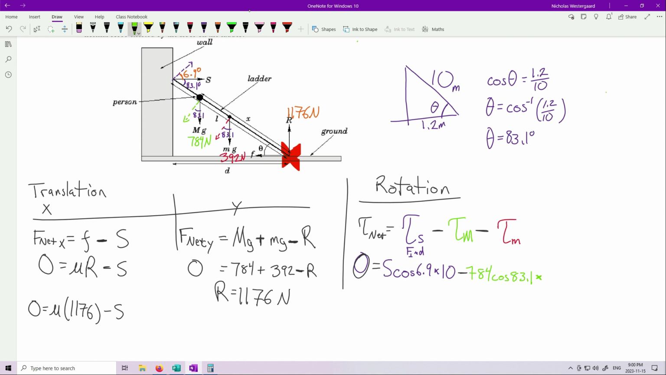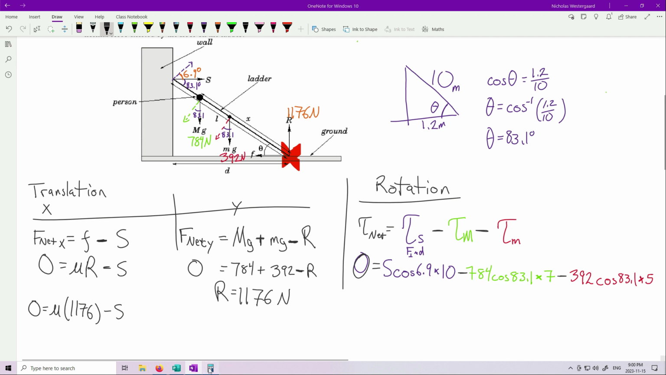It is distance x, and if we remember looking in the word problem, it says that they are 7 meters up the ladder, so there's 7 minus, and then it's 392 cosine 83.1 degrees multiplied by, where's the center of mass? It's in the center. 10-meter ladder means the center of mass is 5 meters up. And that might look a little fussy, but those are all just a bunch of numbers. So I'm just going to combine those. I'm just going to calculate those out.